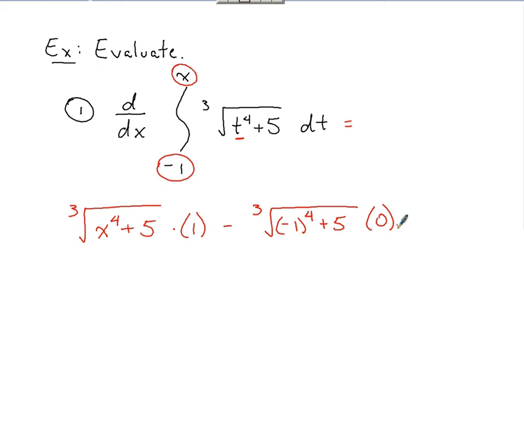So at this stage, we've applied everything we need to about the theorem. Now it's just a matter of simplifying within reason, okay? If we simplify within reason, we've got a 0 over here multiplied to this result, so we know that that's all going to cancel out. You've got a 1 multiplied to this piece, so really all that's left as your answer is the cube root of x to the fourth plus 5.